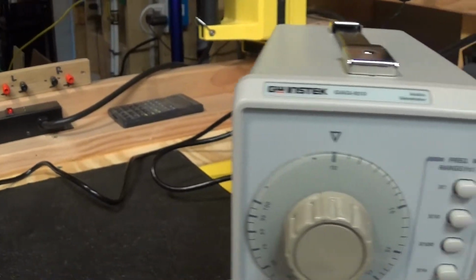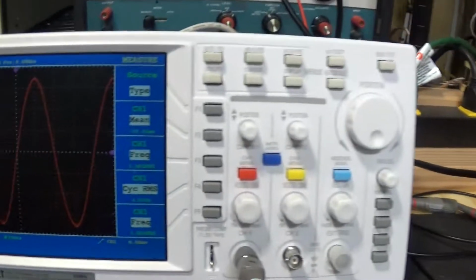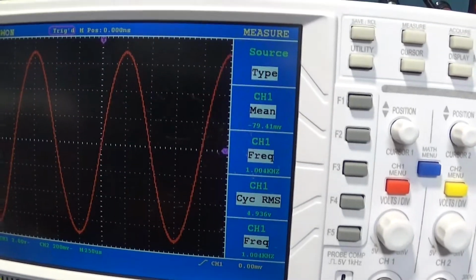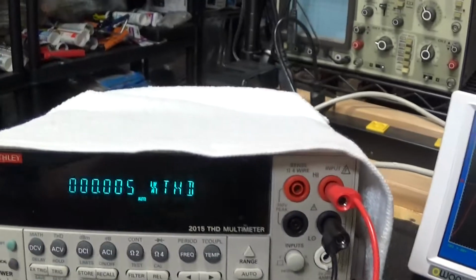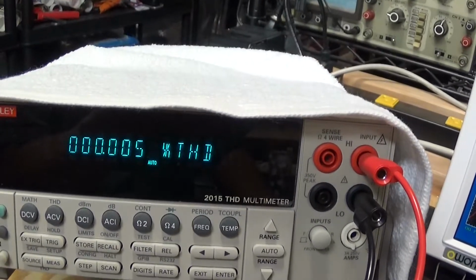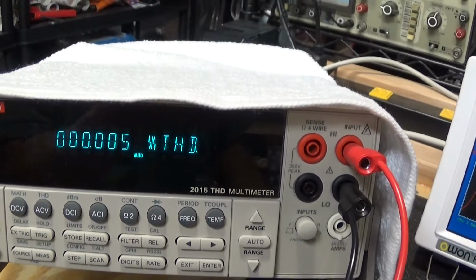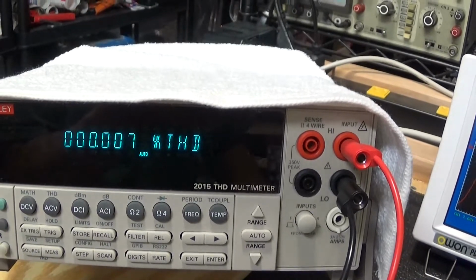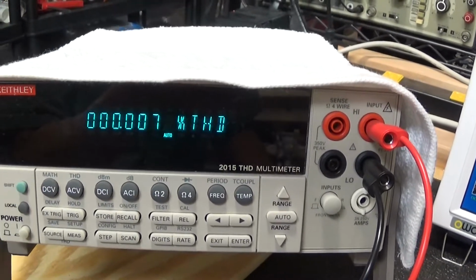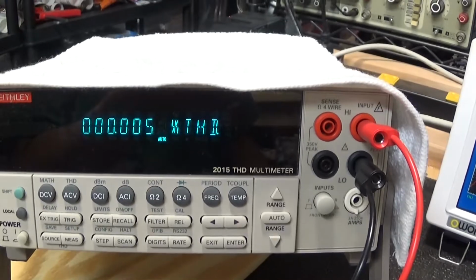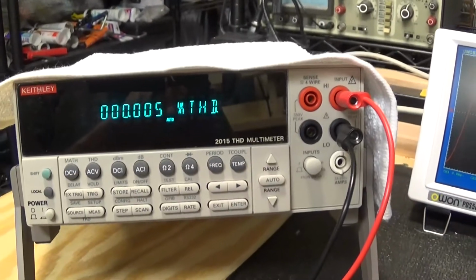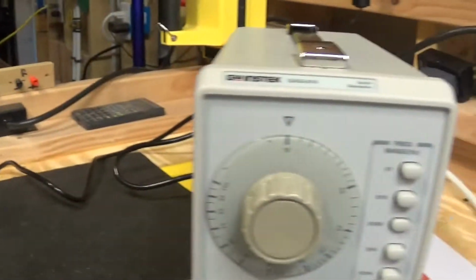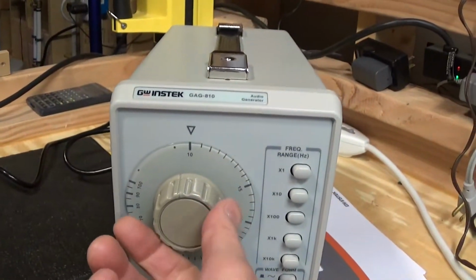And the waveform, well, it better look nice, right? And the THD right now, 0.005. It's bouncing around a little bit, but 0.005 or so. And that's even better than my oscillator there. Happy with that. Very happy with that. That's very, very low. So let's see how the dial lines up as I go a little higher.